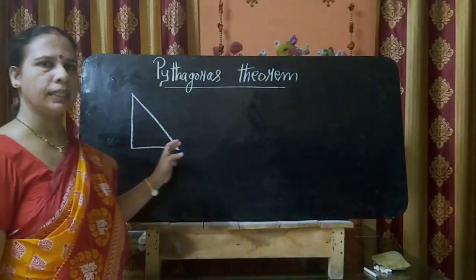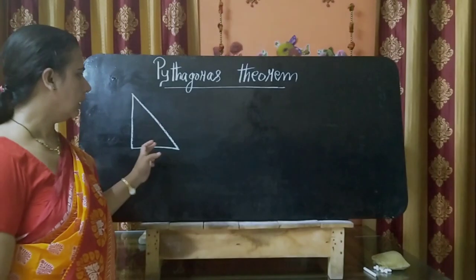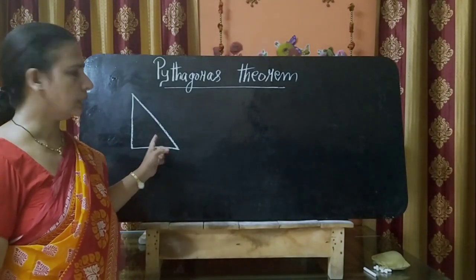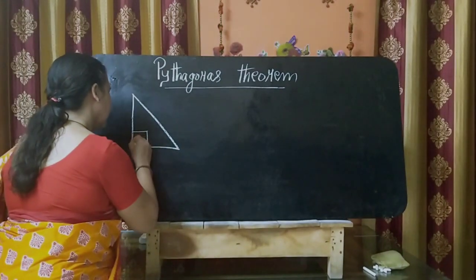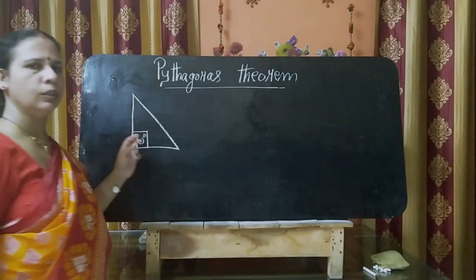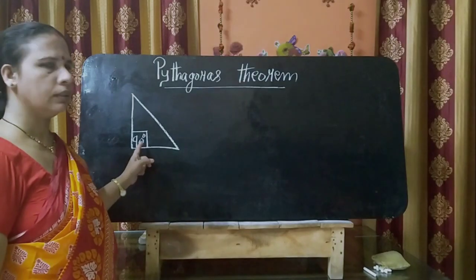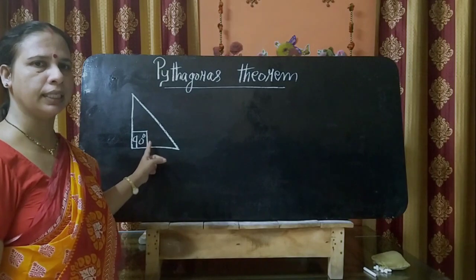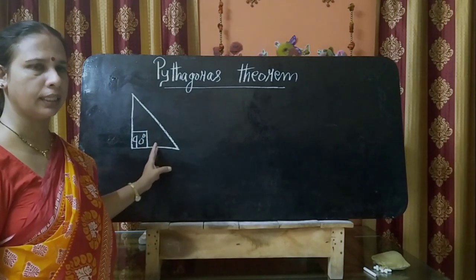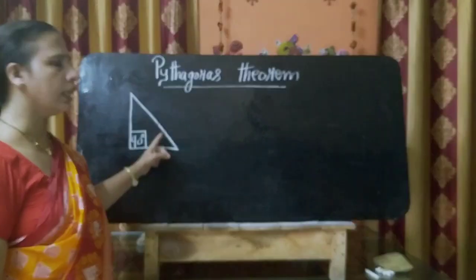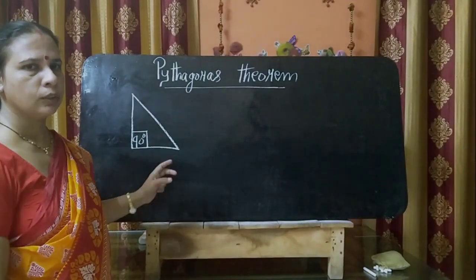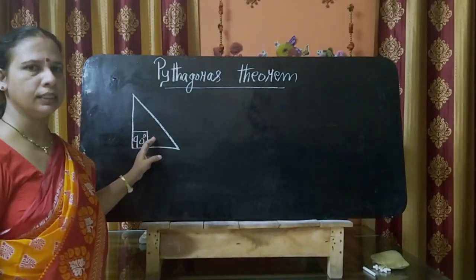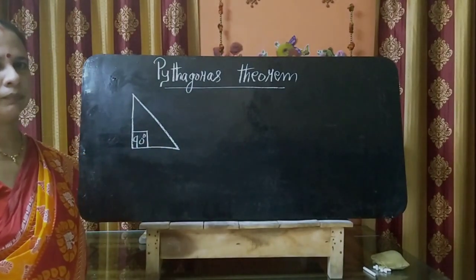Why is this called right angle triangle? Because here three angles are there. One of the angles is 90 degree. Here this angle is 90 degree. So this is called right angle triangle. Other two angles sum is 90 degree. So then the total measure of this right angle triangle is 180 degree.